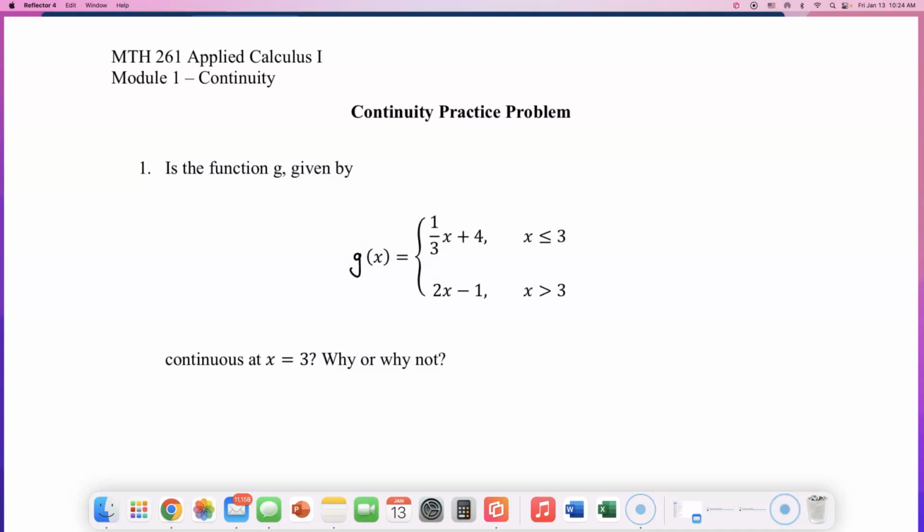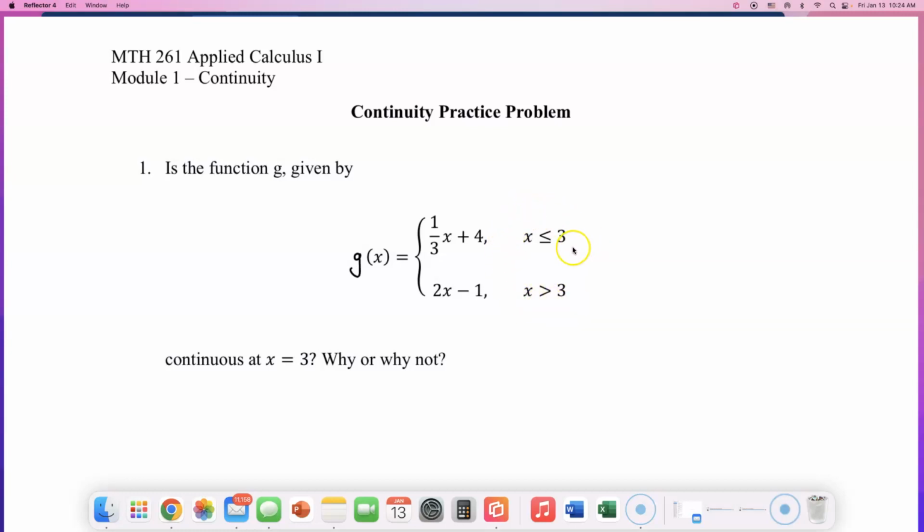Here is a continuity practice problem. Is the function g given by 1/3 x plus 4 if x is less than or equal to 3, or 2x minus 1 if x is greater than 3? So definitely something is happening at 3, right?